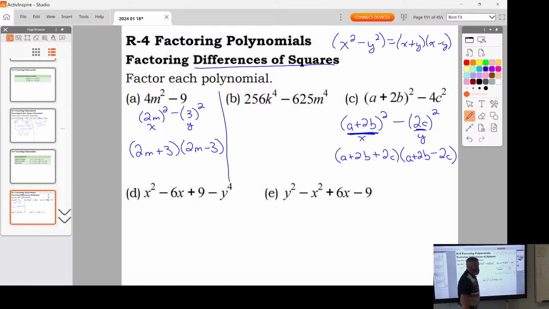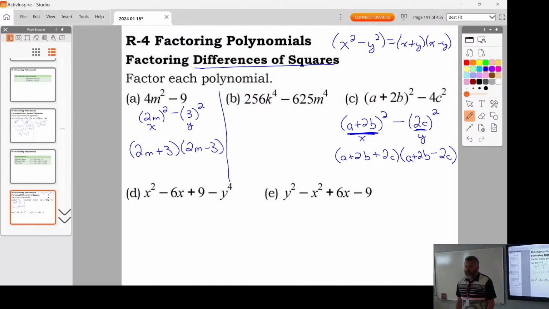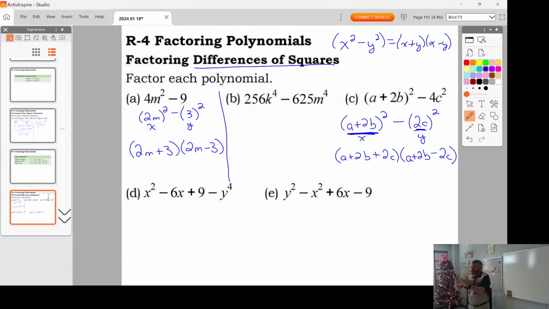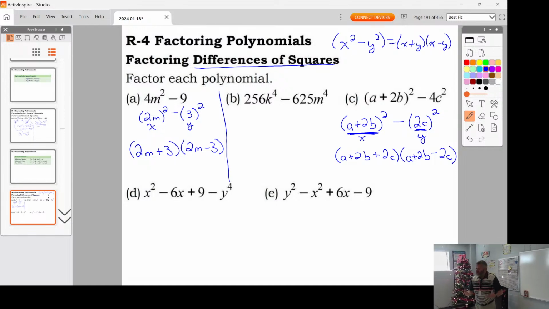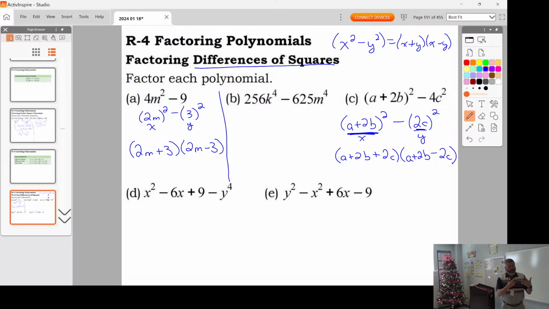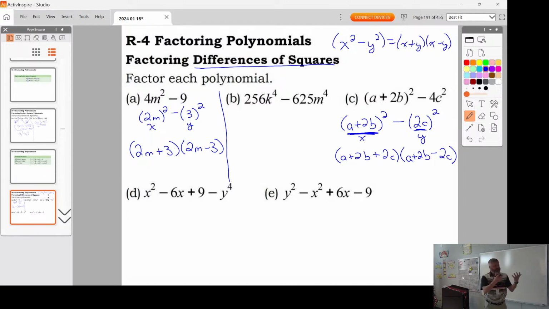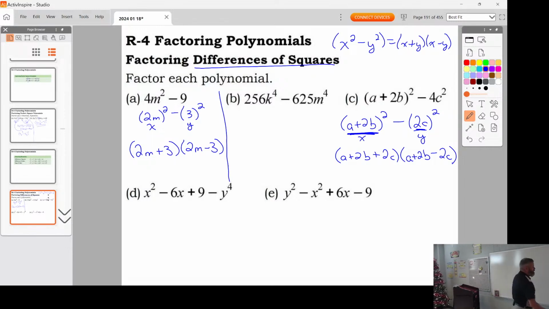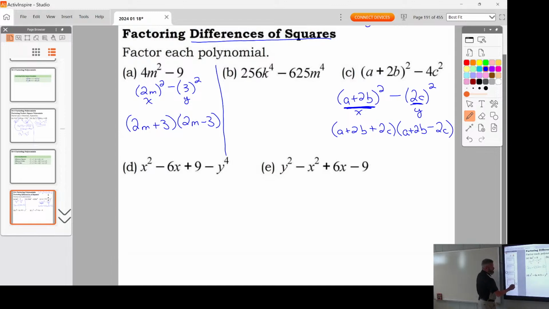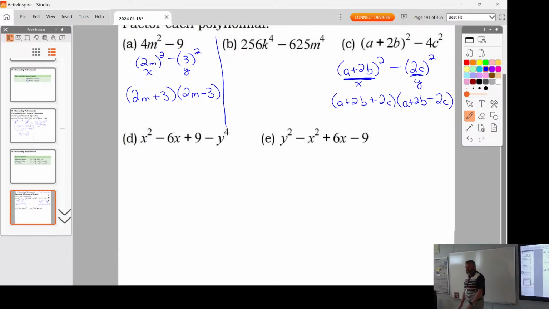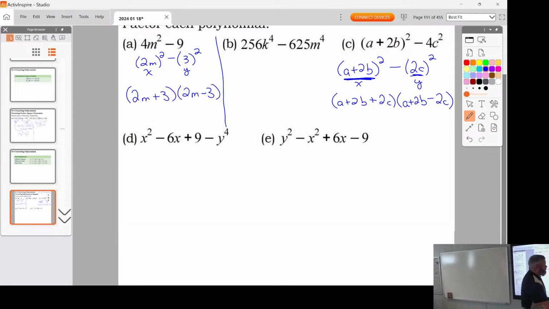How hard was that? Just because there's a bunch of extra junk there doesn't mean it's more difficult. We're following the exact same rules. What is x? What is y? Add them together, subtract them. Difference of squares, done. Thoughts on that? Okay. How about D? What are we doing on this slide?